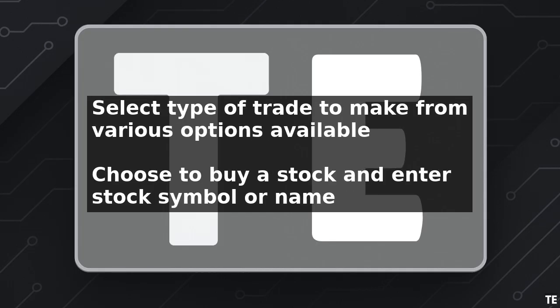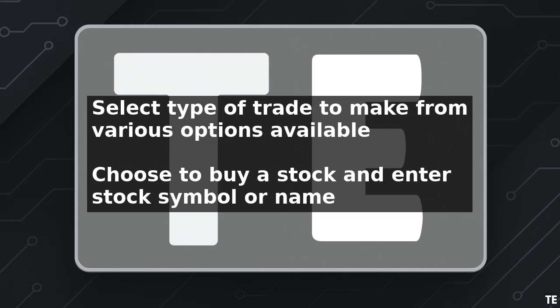To place a trade, click on the Trade tab at the top of the page. Next, select the type of trade you want to make. You can choose from a variety of options, including buying and selling stocks, options, and mutual funds. For this example, we will choose to buy a stock.